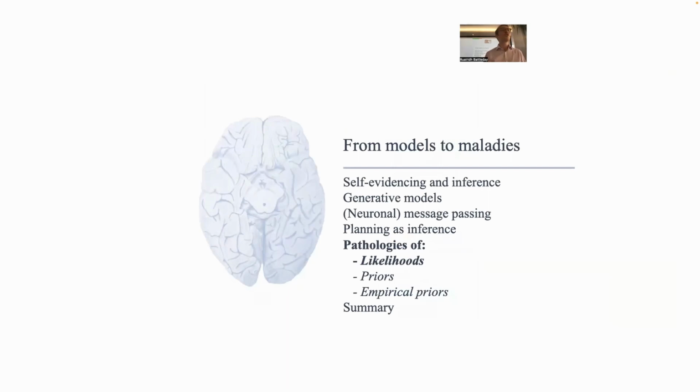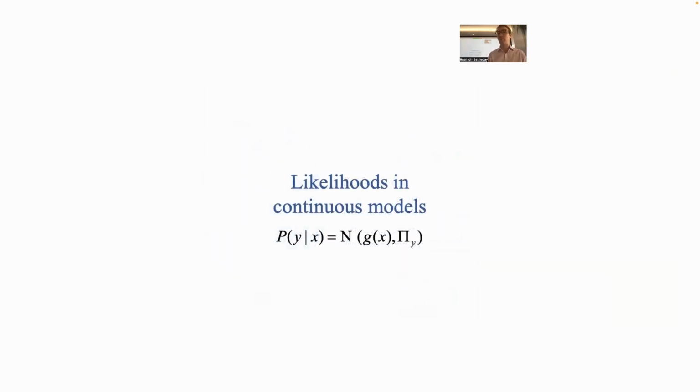And the next thing I want to do is actually show you some specific models that try to address particular kinds of behavior. But I'm going to do so through the lens of different kinds of pathology. And I'm going to start with the idea of pathologies in our likelihoods. So here in a continuous model, the likelihood distribution we might be interested in might be just a normal distribution, some nonlinear function of our latent states, and some precision. So it's represented here as a precision, which is just the inverse of a covariance.